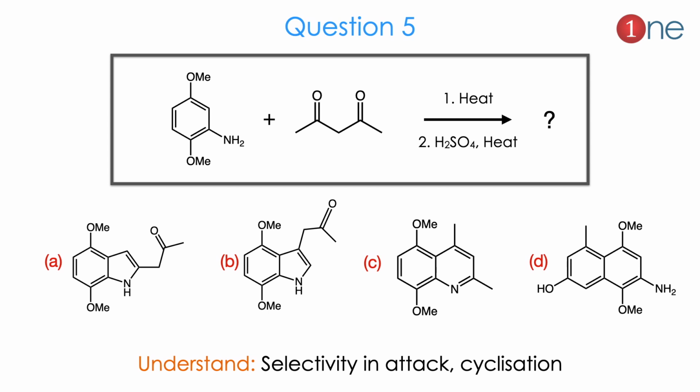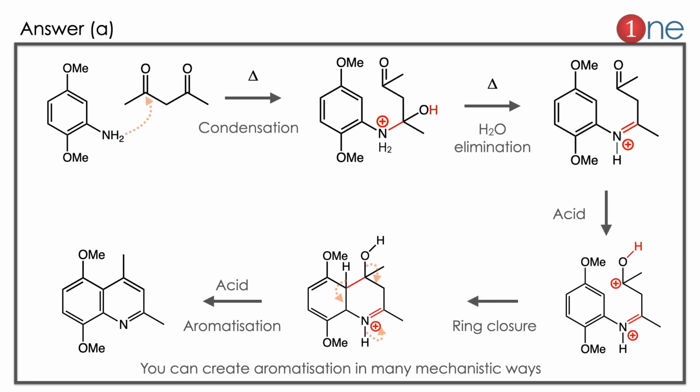The product is mostly the complete condensation one, whether the ring is 5-member or 6-member, or where the other carbonyl group is attached. Here you have to understand the selectivity in attack and cyclization. The answer is A. Let us see how.